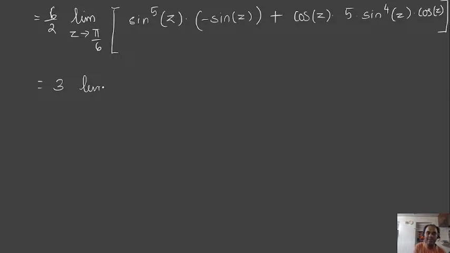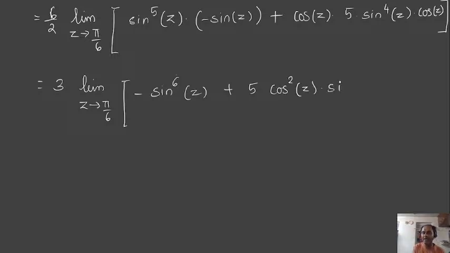So 3 times limit z tending to pi by 6, and here we have minus of sine to the power 6z plus 5 into cos square z sine raised to 4z. Okay, this is what you get.